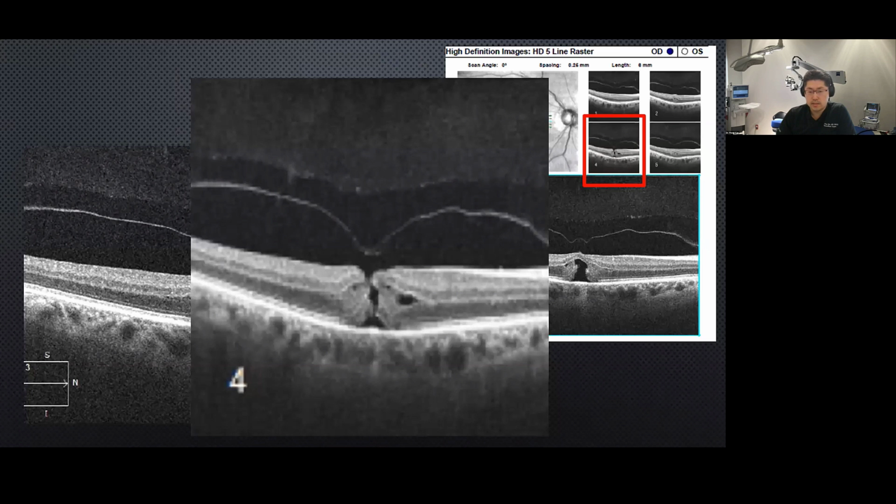Some people mentioned the different scanning patterns, and that's also very important in determining what you want to do. A single line is for rapid scanning of the macula or area of interest, and radial lines are for determining the source of pathology that you're trying to discover. And the 5-line raster is what I usually use for the macula.